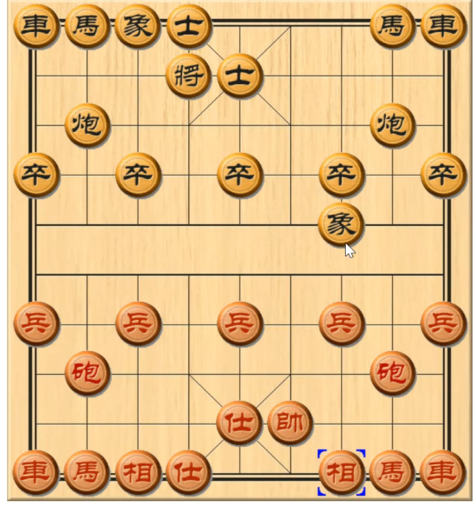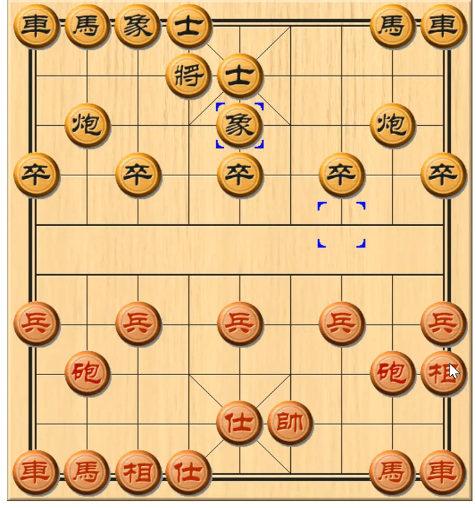There's also something special about the elephant. It can only move within its side. It cannot move across the river. All right? So it moves within its own side.